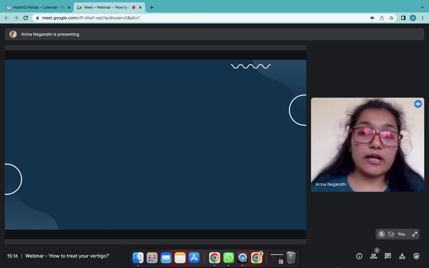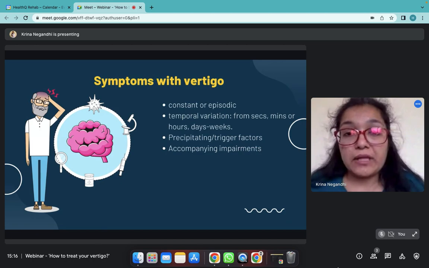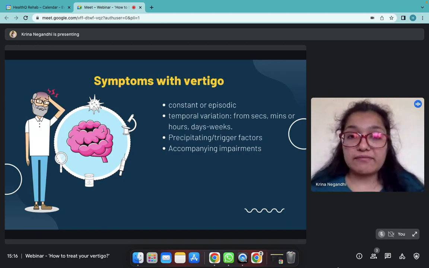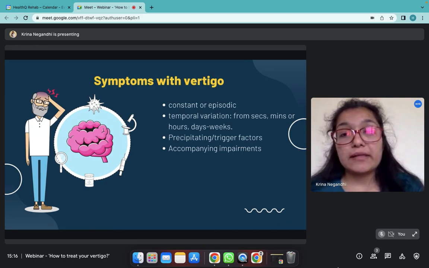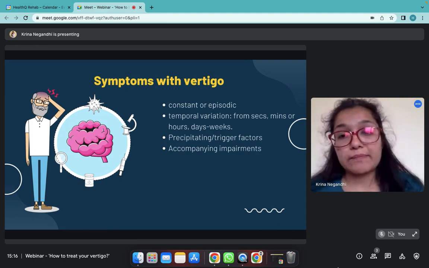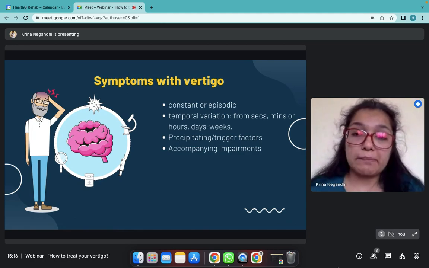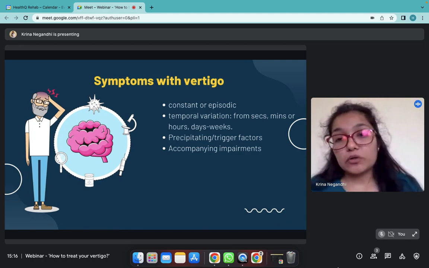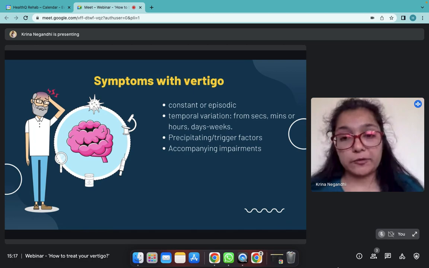Let's understand the potential risk factors along with the symptoms of vertigo. The symptoms of vertigo depend on the temporal variation: does the symptom last for seconds, or hours to weeks? Is the symptom constant or episodic? Depending on the temporal variation, we can differentiate the origin of the vertigo.